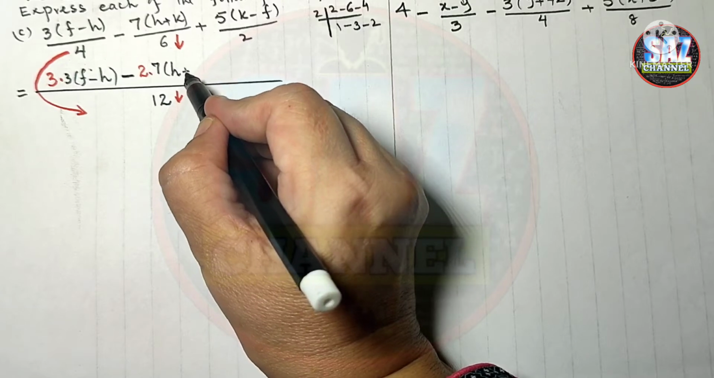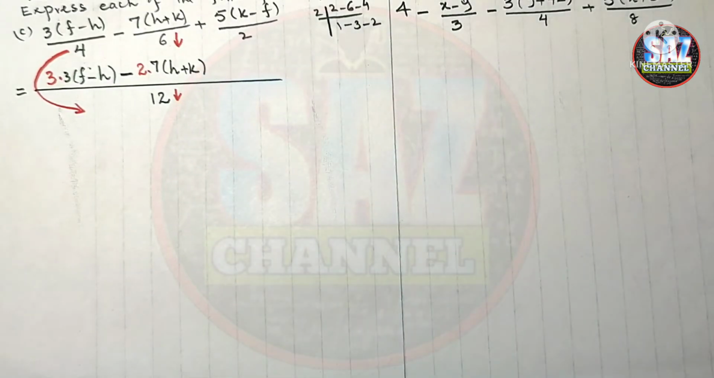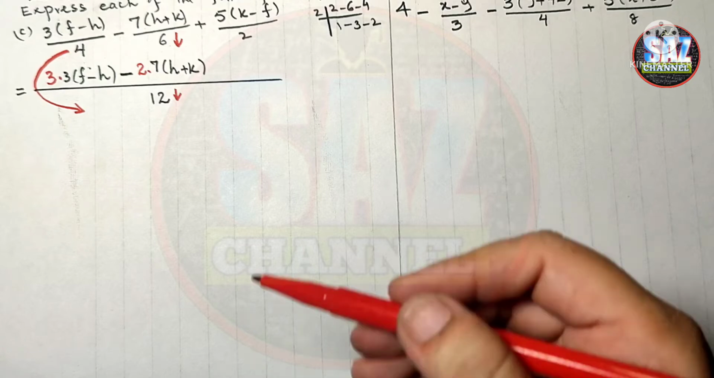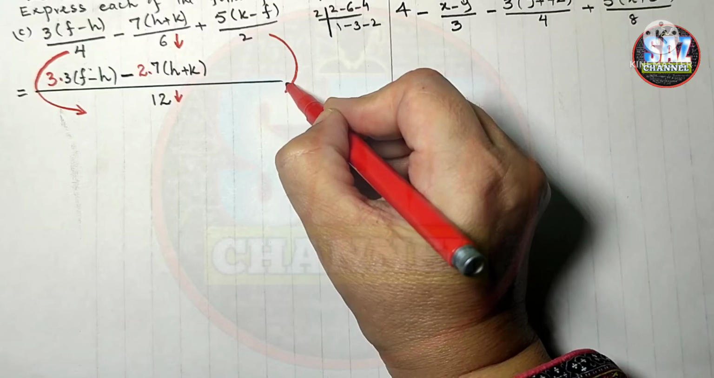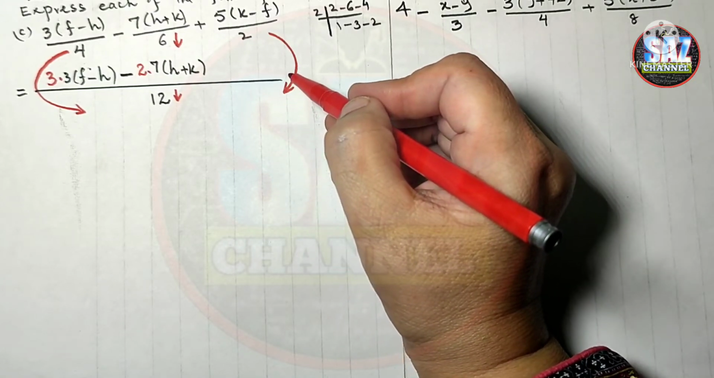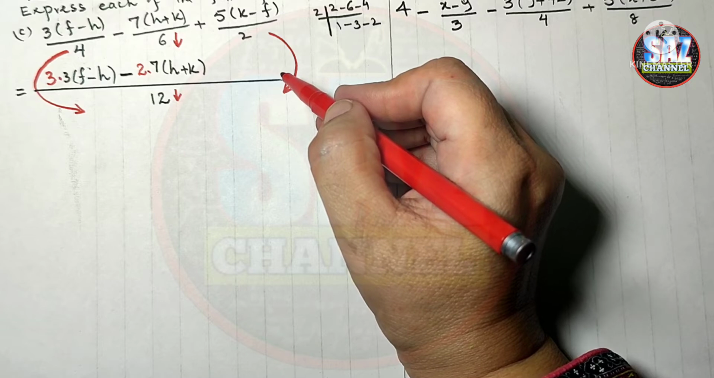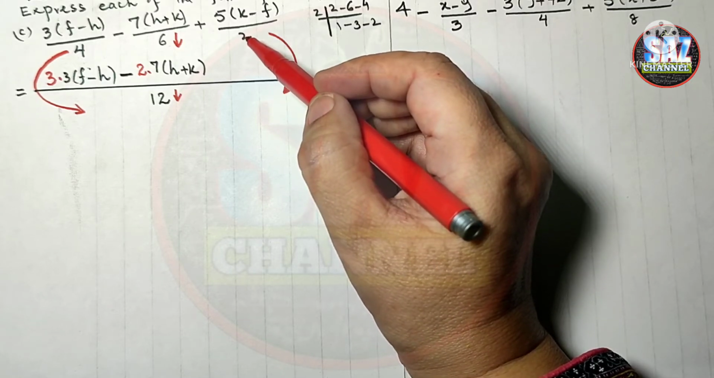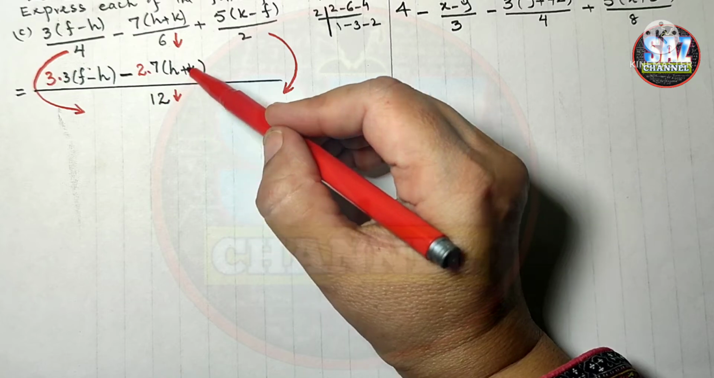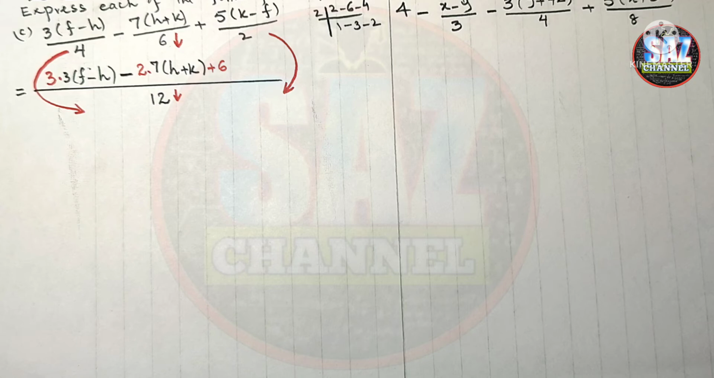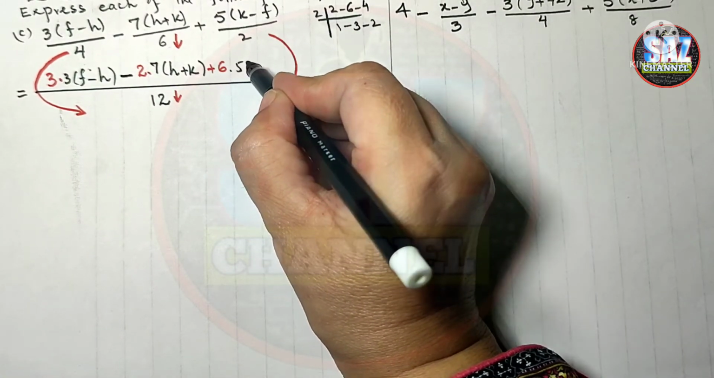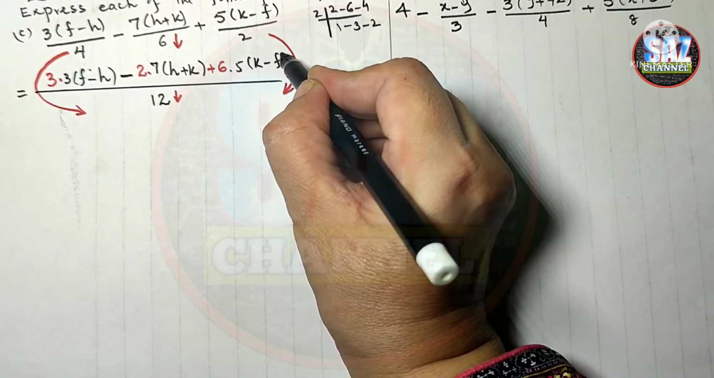Dot stands for multiplication. My students are familiar with this, h plus k. Moving to the last fraction, what is the denominator? 2, and what to do with that? We have to check that this fraction is deficient of what to get the LCM, or read the table of 2 till we reach 12. 2 6 times is 12, plus 6 into 5k minus f.